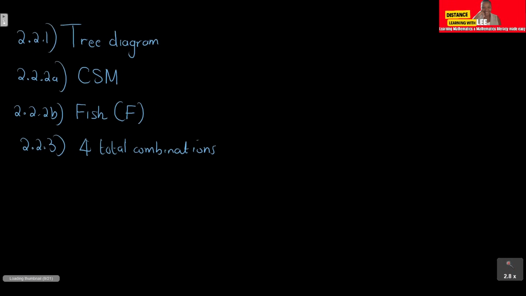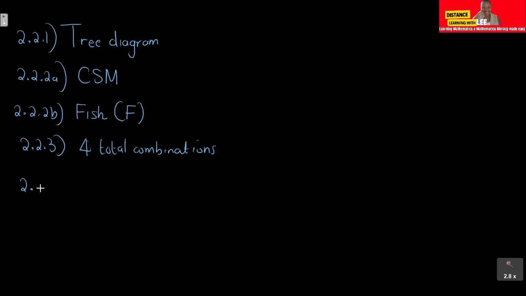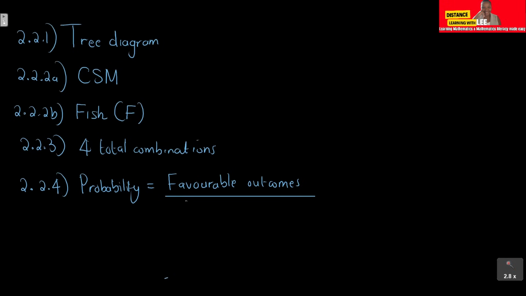Remember, guys, when you're calculating probability, what is the formula for calculating probability? What is the formula that we discussed in paper one? We discussed that probability is equal to favorable outcomes. And I mentioned, what does favorable mean? Favorable basically means the outcomes that you want, divided by the total outcomes. How many total values do we have in this tree diagram?